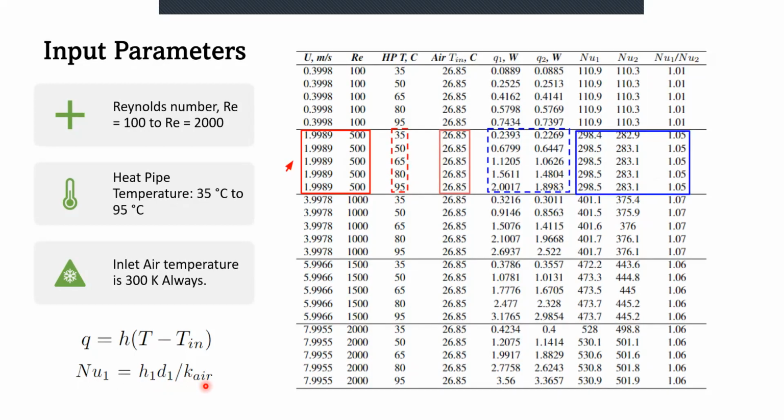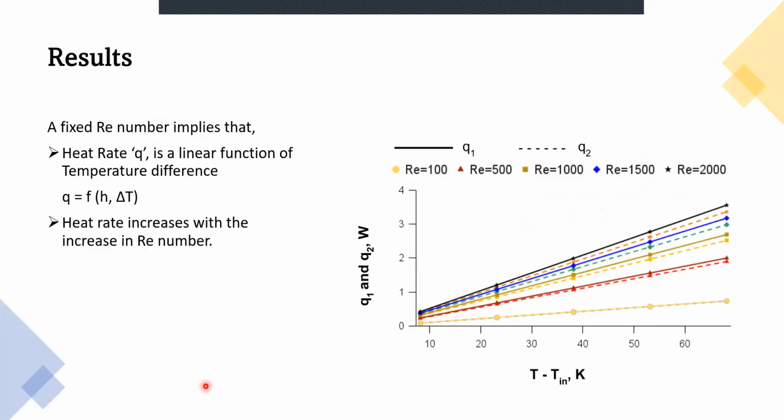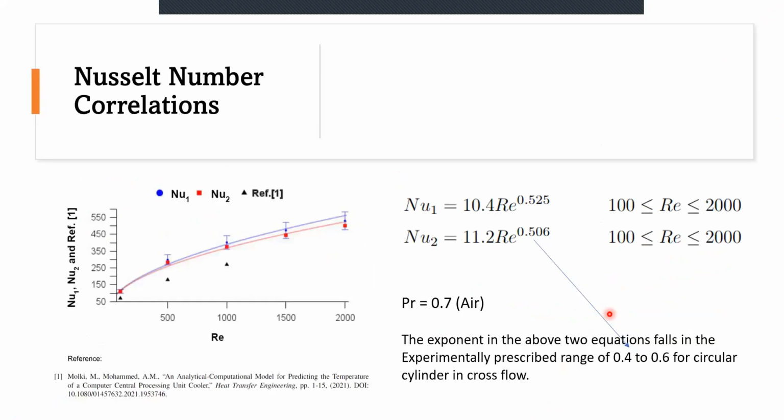Now, using this table data, we can plot something like this, heat rate versus temperature difference, which shows us that heat rate is a linear function of temperature difference. And this heat rate increases with the increase in Reynolds number only. If the Reynolds number is not changed, the increase in heat transfer is negligible or very minimal.